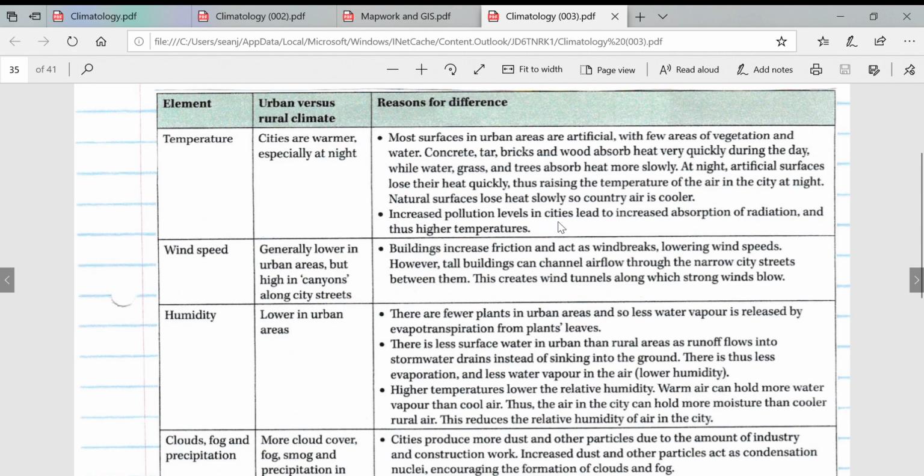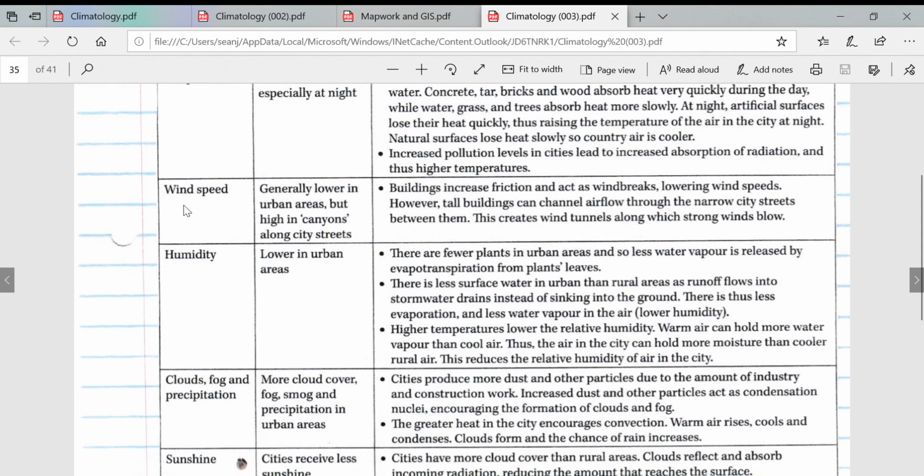Increased pollution levels in the cities lead to an increased absorption of radiation and thus higher temperatures. If we look at the differences in wind speed, generally lower wind speeds in urban areas, but high in canyons along city streets. What those canyons are is basically tall buildings channel the wind down roads, which form these wind canyons.